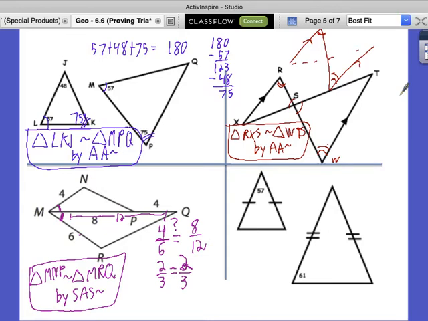Okay, on this next one. What do we know about these triangles? Triangles are congruent. What do we know about these triangles right now? What's marked? Okay. We know angle 57, angle 61. We know these two sides are congruent. We know these two sides are congruent. Do we know anything about this side to this side?